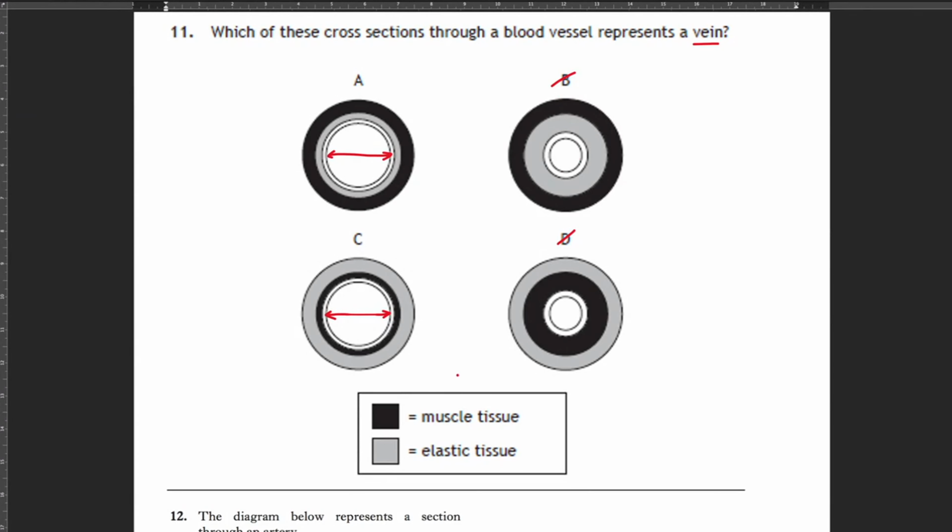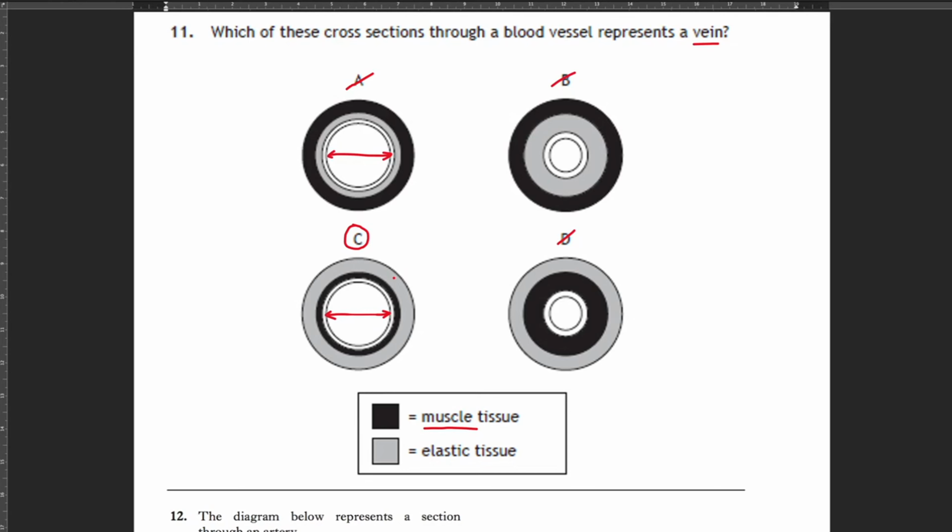The other feature that we look for, we'll look at the key here, is the muscle tissue in black. Now, if we remember from the structure of both the arteries and the veins, this smooth muscle is in the middle here. And it's on the outside for A, which means that it's not going to be A. We have connective tissue on the outside and smooth muscle inside, so A can't be right. So therefore, our answer must be C.